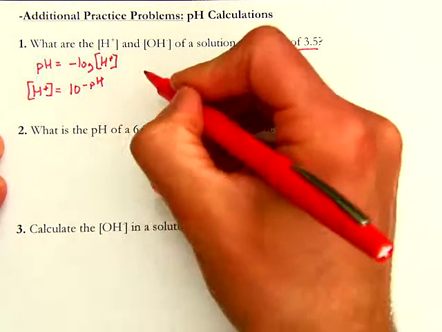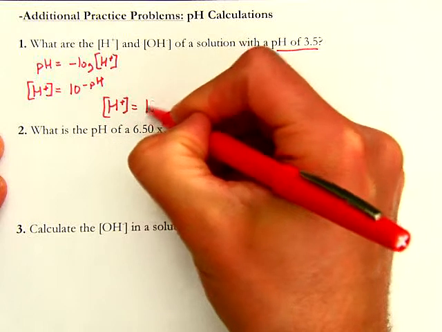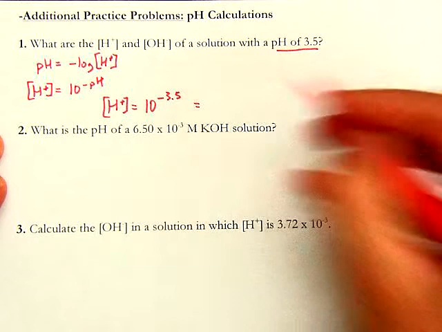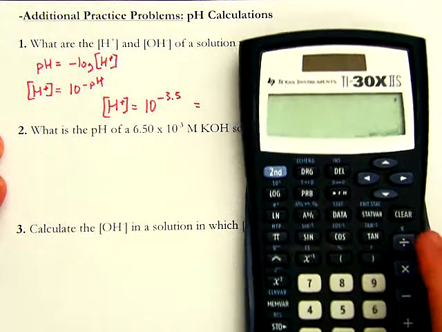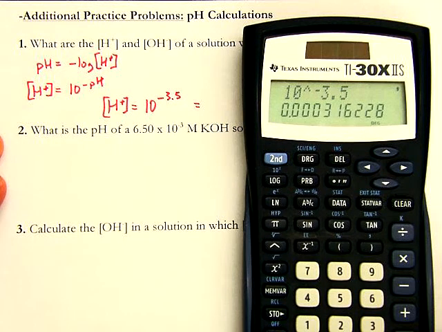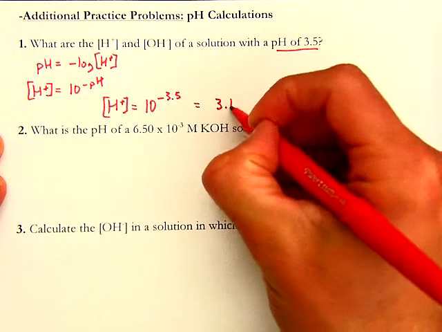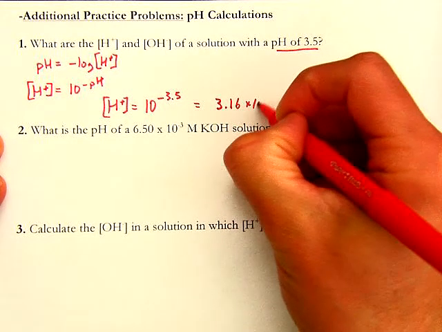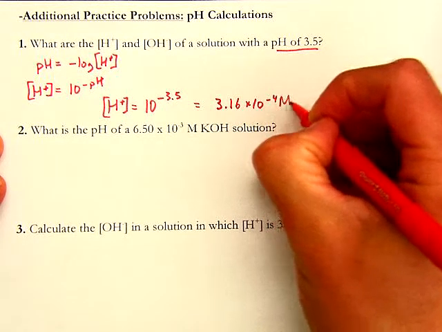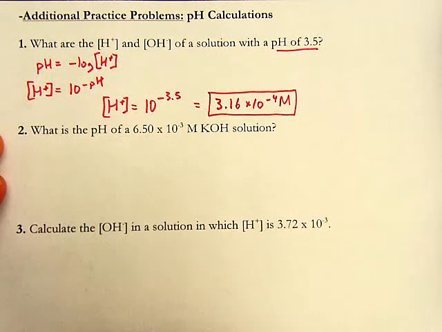So if I want to know the concentration of H, I can say concentration of H equals 10 to the negative 3.5. And what I get is, let's see, 10 to the negative 3.5. I'm going to put that in scientific notation, which is 3.16 times 10 to the negative 4. And this is going to be a concentration, so it's molarity. That is our concentration of H.